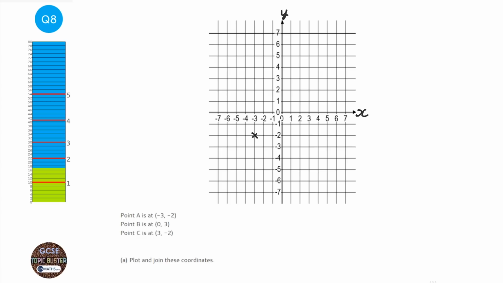Now it says point A, so I probably should label that as A. And point B is 0, 3. It means we're not going left or right at all. We're just going to stay at 0, but we could go up 3. So it's going to be there. And point C is at 3, -2. So along 3, down 2. Which could be that one there. So that's point C. And it says plot and join these coordinates. So I'm just going to get my ruler and join them. Well, we've plotted them, so we're just going to join them. And there we go. Makes a nice little shape there.